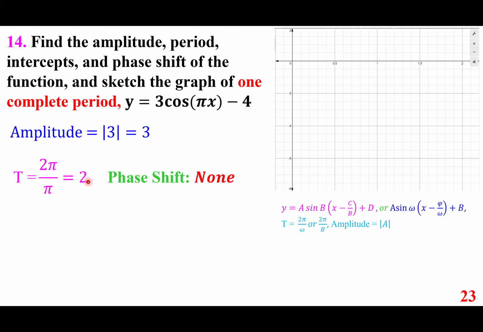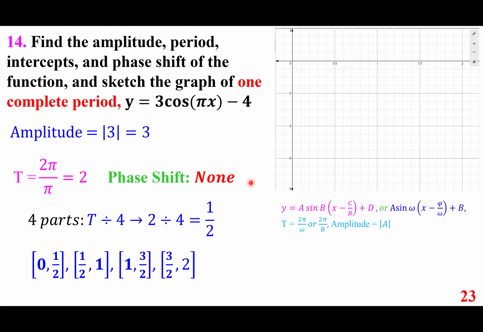Okay. 2 divided by 4 is 1/2. Which means since there is no phase shift, we start from 0 and we go to 1/2. We add 1/2: 0 to 1/2. The next one is 1/2, add 1/2, to 1. 1 to 3 halves, 3 halves to 2. I hope you understand. The reason we start from 0 is because there is no phase shift. None means 0. And then we add 1/2. The next one starts with the end point of this one, and you add 1/2. The next one ends with this end point, and so on.